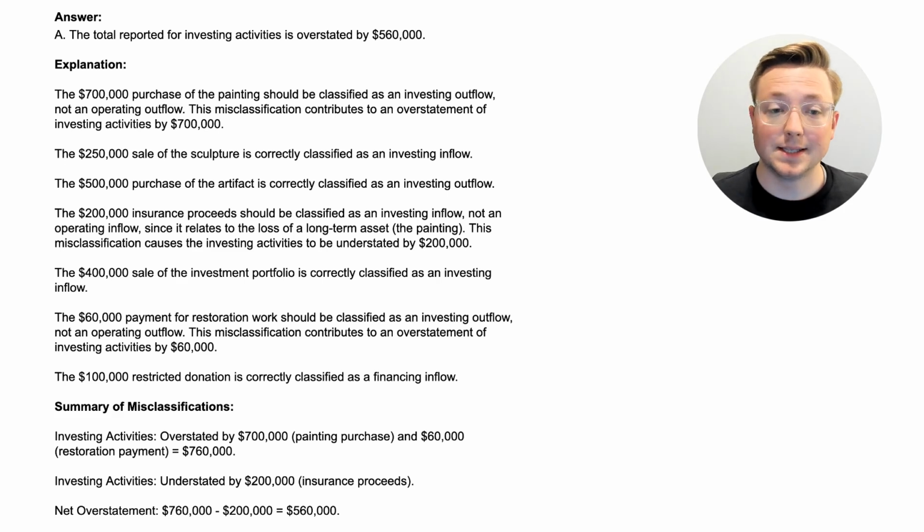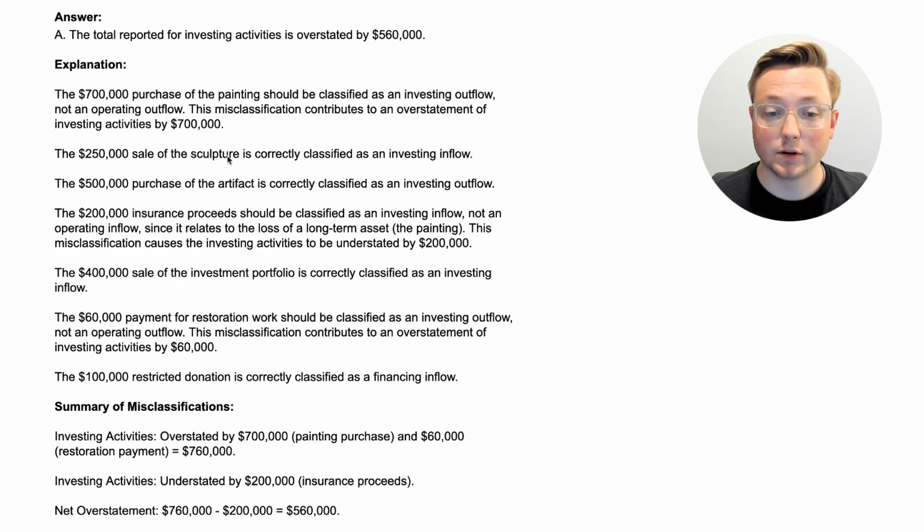All right, the answer is A. The total reported for investing activities is overstated by $560,000. So let's walk through this. There's a lot to it. There were a lot of transactions, so we're going to read through each one. So pay attention. The $700,000 purchase of the painting should be classified as an investing outflow, not an operating outflow, because they are purchasing a long-term asset. This misclassification contributes to an overstatement of investing activities by $700,000, because if you think about it, investing activities is currently higher by $700,000 than it should be, because they should have taken $700,000 out for that purchase. So it's overstated by $700,000.